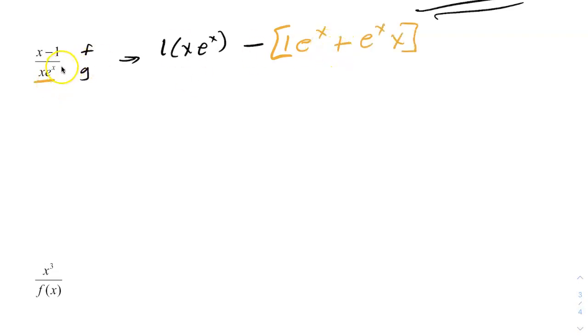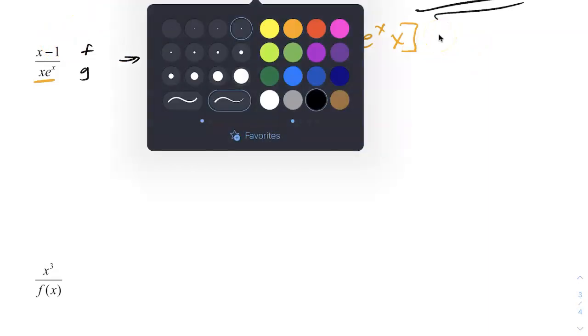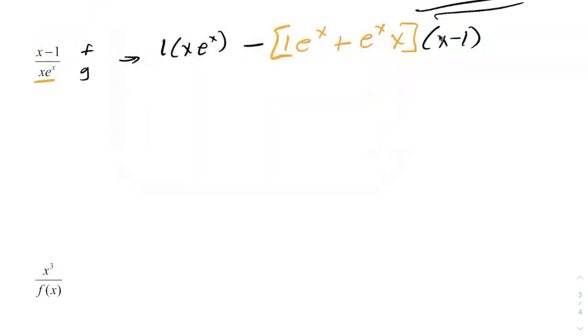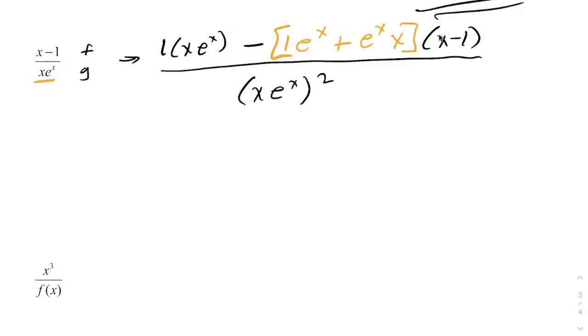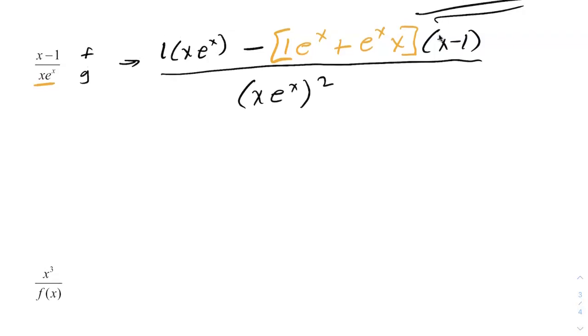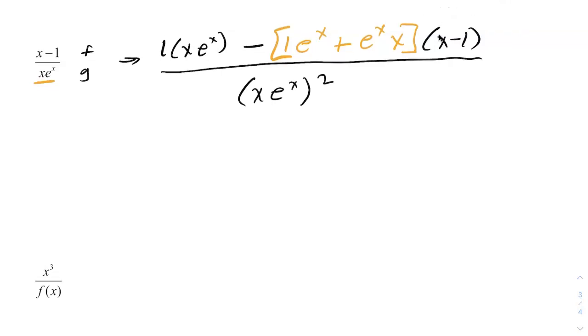That's all the derivative of the bottom. I still got to multiply by the top left alone, which is x minus 1. Then on top of that, don't forget, all over the bottom squared. So like that. Sometimes it helps people when they label things: here's g prime times f, g minus g prime times f, all over g squared.